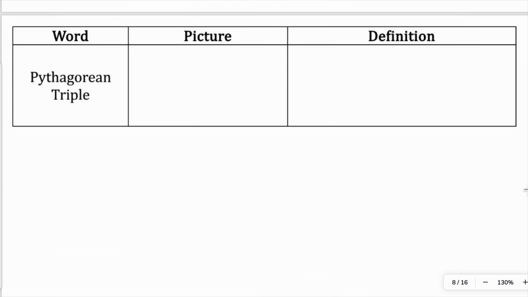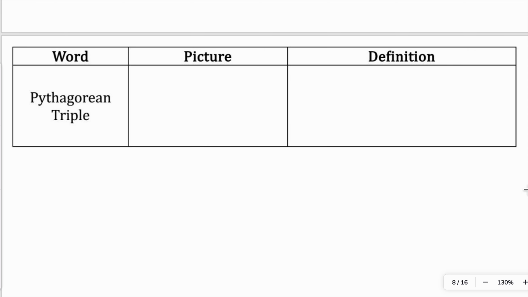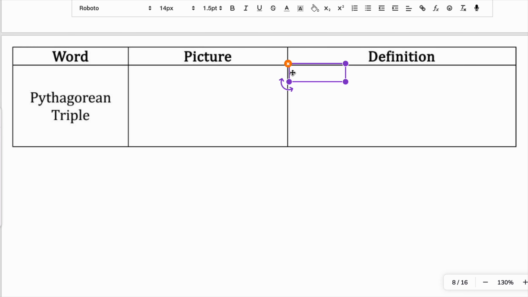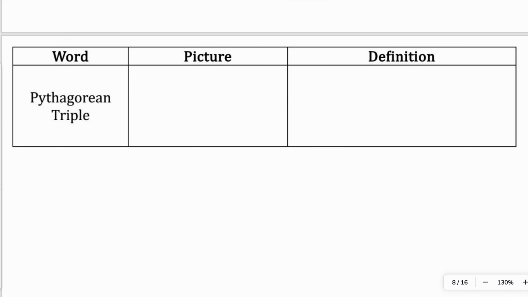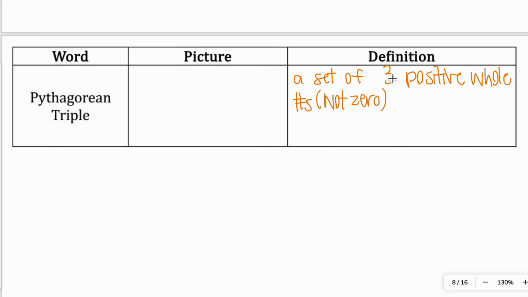Okay. Last little bit we're going to talk about is Pythagorean triples, and then using the converse of the Pythagorean theorem. So I'm going to write out this definition. A set of 3 positive whole numbers, not 0, because we're measuring distance here, so that a squared plus b squared is equal to c squared.